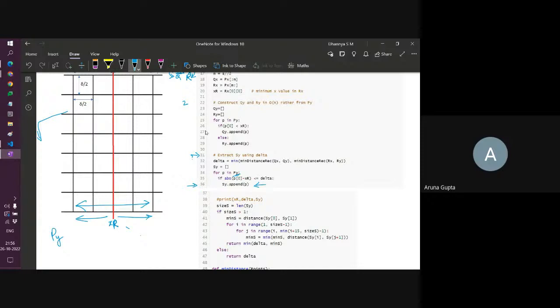So why are we not taking the QY? Why are we taking PY? This is also my question. So then you have to take the QY, then you have to take the RY. Both you have to take, no? Both are anyway available in PY.